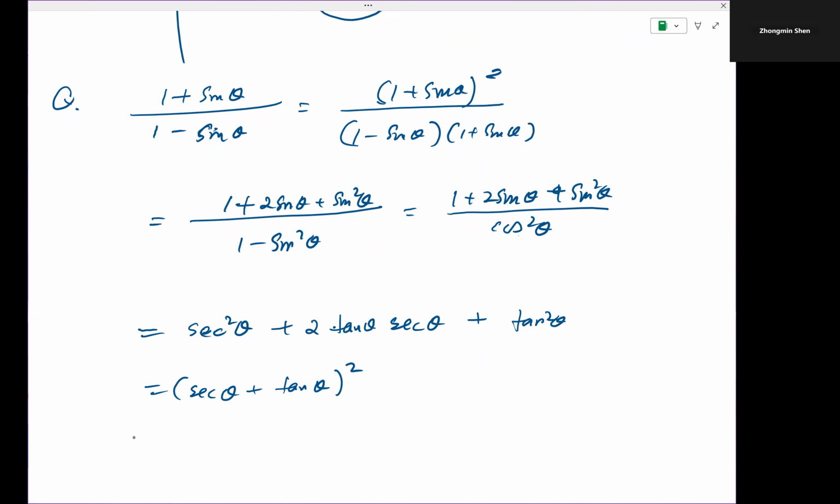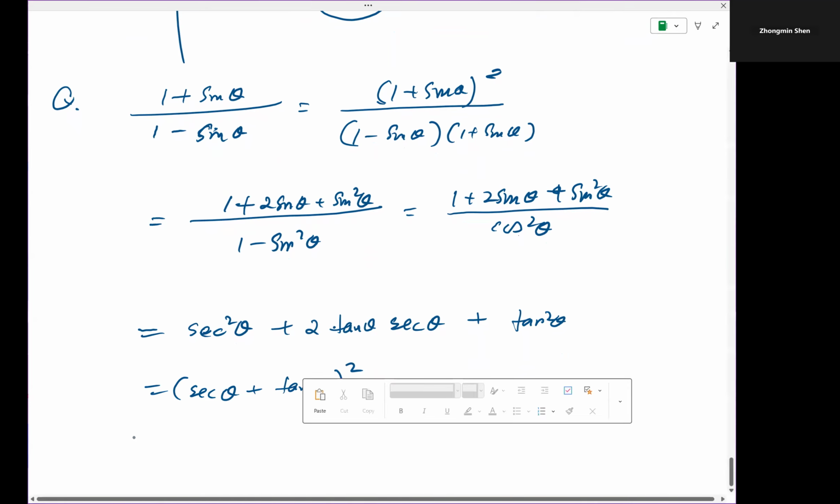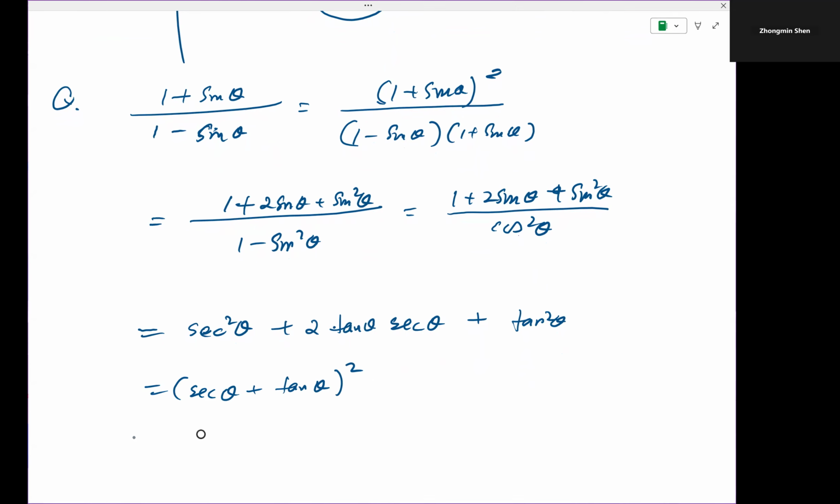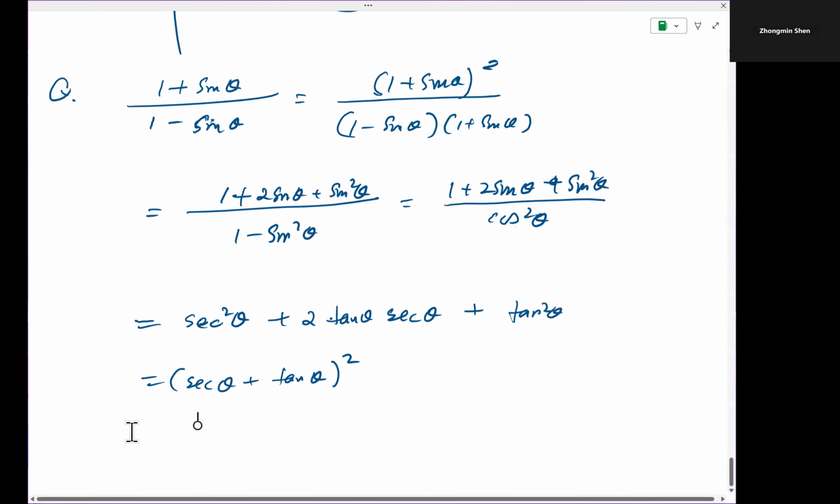Sometimes they say please verify that this identity equals that. Then you have to change things, because your target expression involves sine theta only. So you have to change secant theta to sine theta and cosine theta, and tangent theta to sine theta or cosine theta.